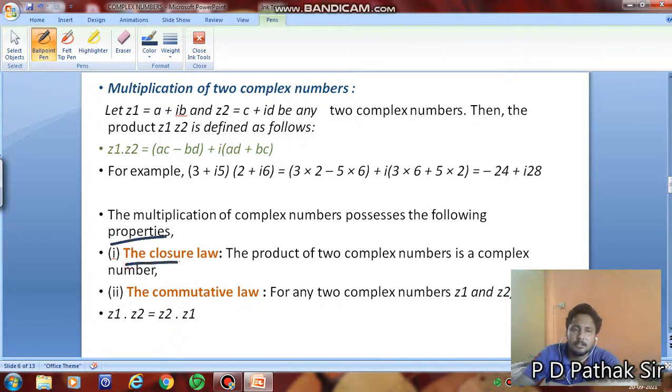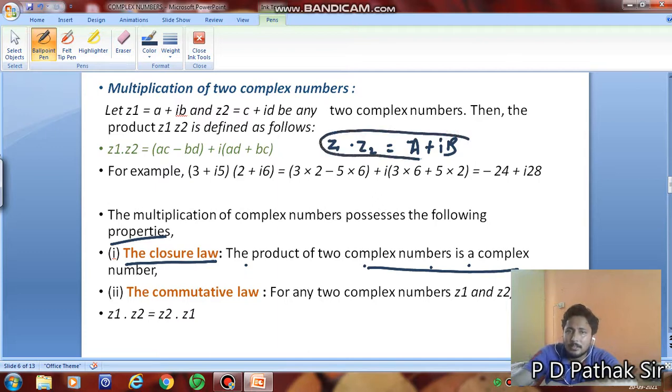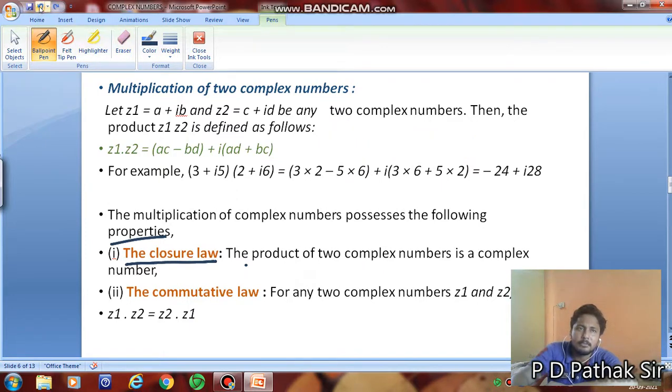What is the first property? The closure law. As we have proved in the previous question, the product of two complex numbers is a complex number. When we multiply z1 into z2, then we get also a complex number which is in the form of a plus iota b. It means we can say that the multiplication of two complex numbers is also a complex number. It means the multiplication of complex numbers possesses the closure law.